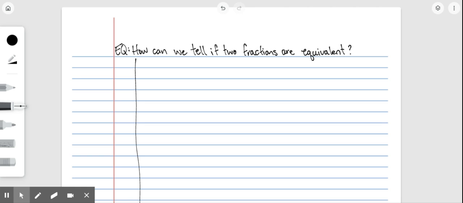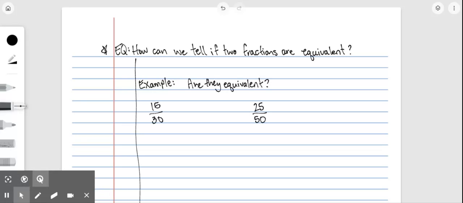All right, beautiful people. Today we're going to finish up how we can tell if two fractions are equivalent. So if I have two fractions and I want to figure out if they're equivalent, what do I do? Let's start with an example, just because I teach and I learn by example. If I have two fractions, 15/30ths and 25/50ths, and I want to know if they're equivalent.